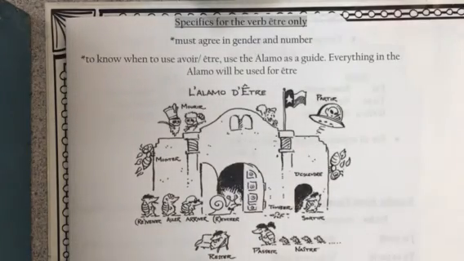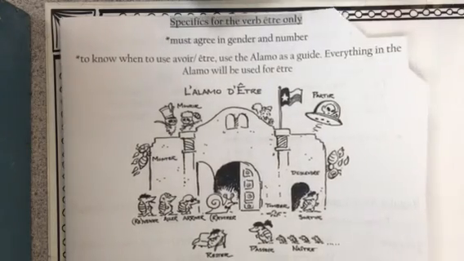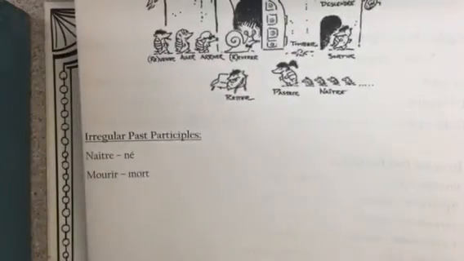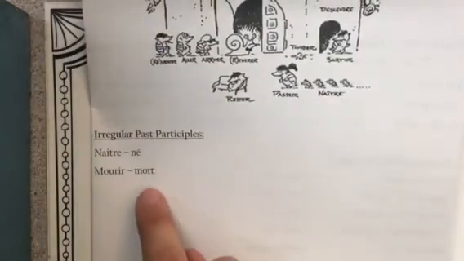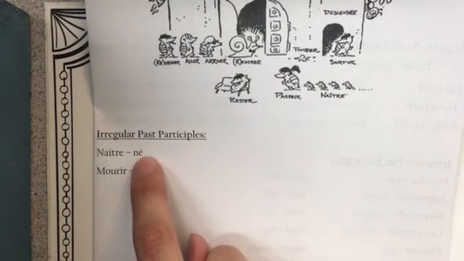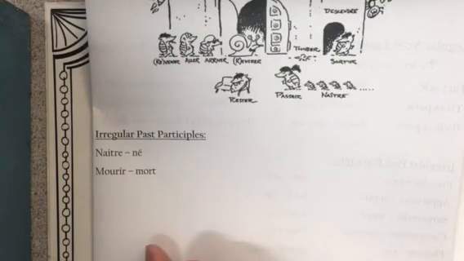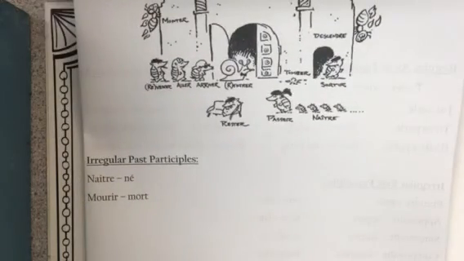So I have one more thing, and it's just two past participles that are irregular. Out of all of these here, there's only two that are irregular. The rest of them follow the rule ER to É, IR to I, RE to U, okay? So the only two irregular past participles I have for you are to be born and to die. It's kind of funny. Naître is going to become né, and mourir is going to become mort, okay? So make sure that you have these two irregulars written down.